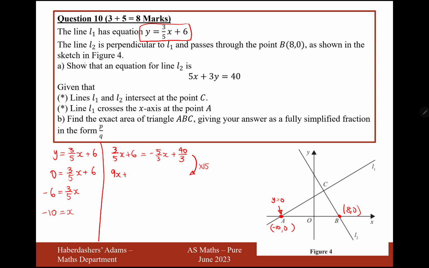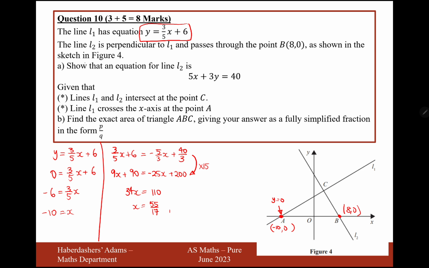6 times 15 on the calculator is 90. Minus 5 over 3 times 15 is minus 25x. And 40 over 3 times 15 is 200. Okay, let's now rearrange, add the 25x onto the other side, you get 34x equals, take away 90 onto the other side, you get 110. So x is equal to 110 divided by 34, and that simplifies to 55 over 17.